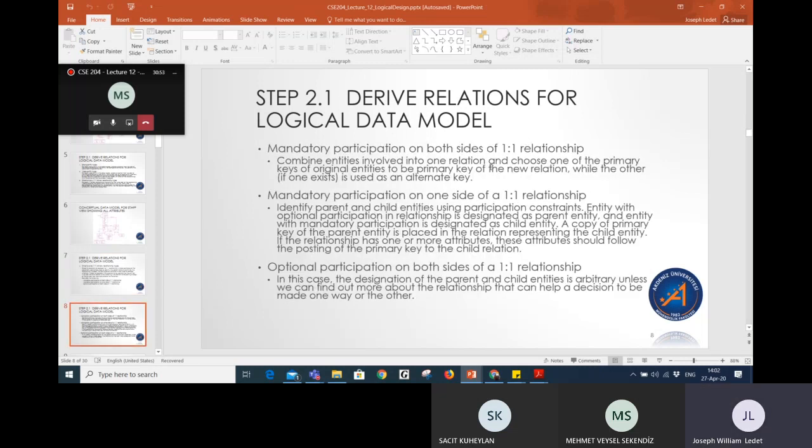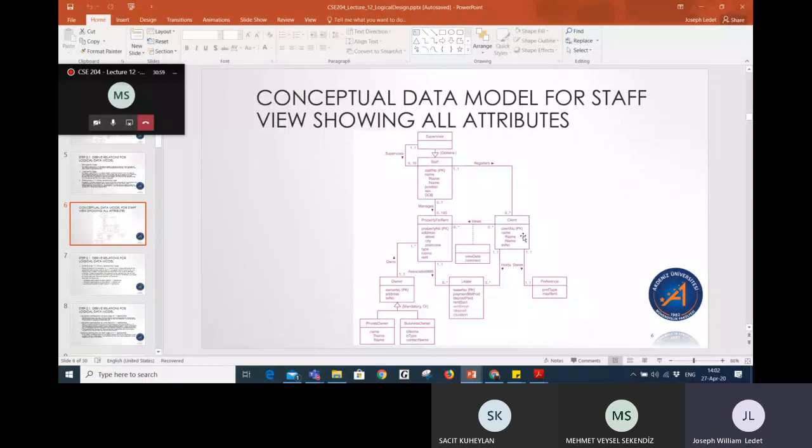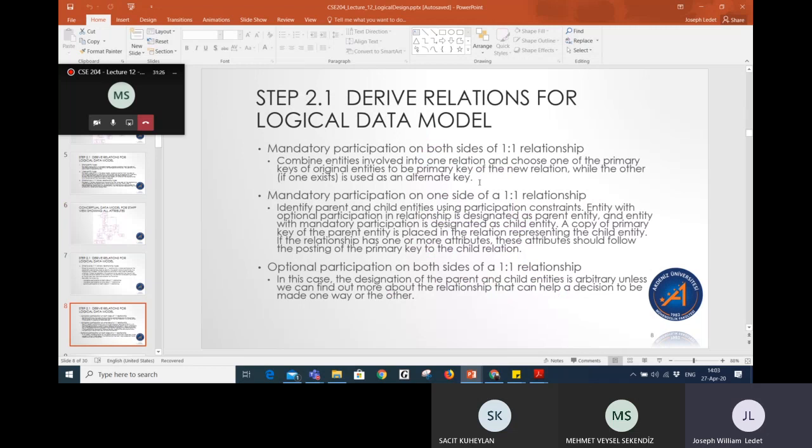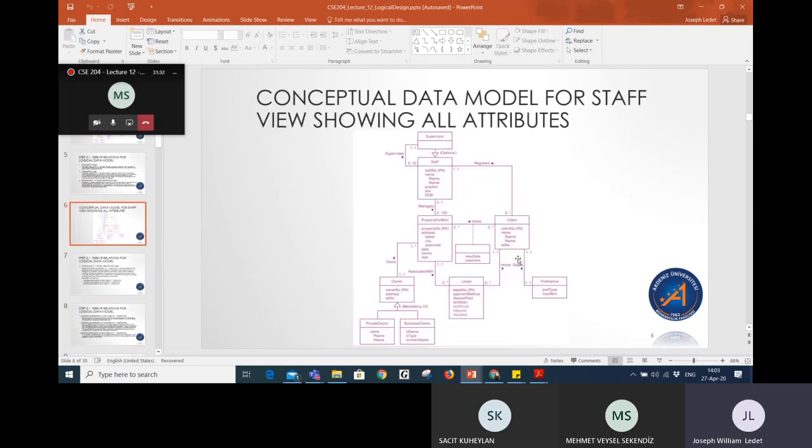Well, mandatory participation on both sides is easy. Basically, here's a table that has a set of rows representing a client, and here's a table that has a set of rows representing a client's preference. If it's one-to-one mandatory on both sides, you can't have a client without a preference, and you can't have a preference without a client. So why are these in two separate tables? We just merge them into one table. Let's not keep a bunch of extra columns in another table. So for one-to-one like this, mandatory, merge into one table and you're done.